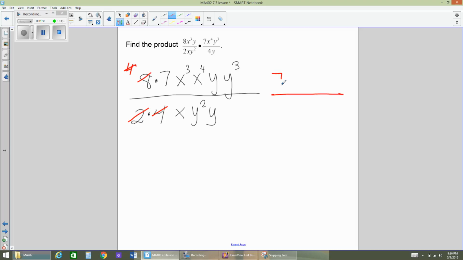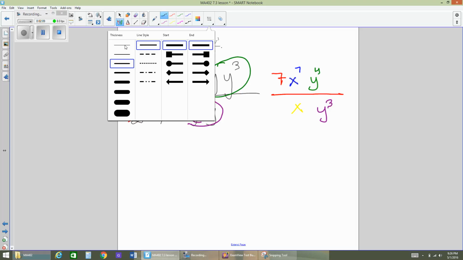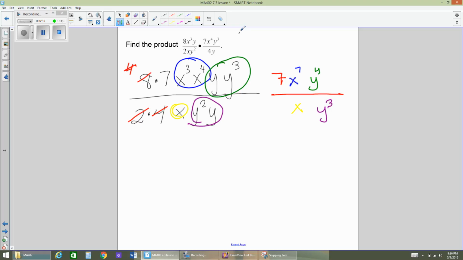So I know in the numerator I have a 7. I'm going to say that x to the third and x to the fourth make x to the 7. I know y times y cubed makes y to the fourth. See, I feel like I'm running out of colors here. I know y squared and y is y cubed. And there's x. Yay, we have a rainbow of math in front of us. Okay, so now we get to reduce the numerator to the denominator.